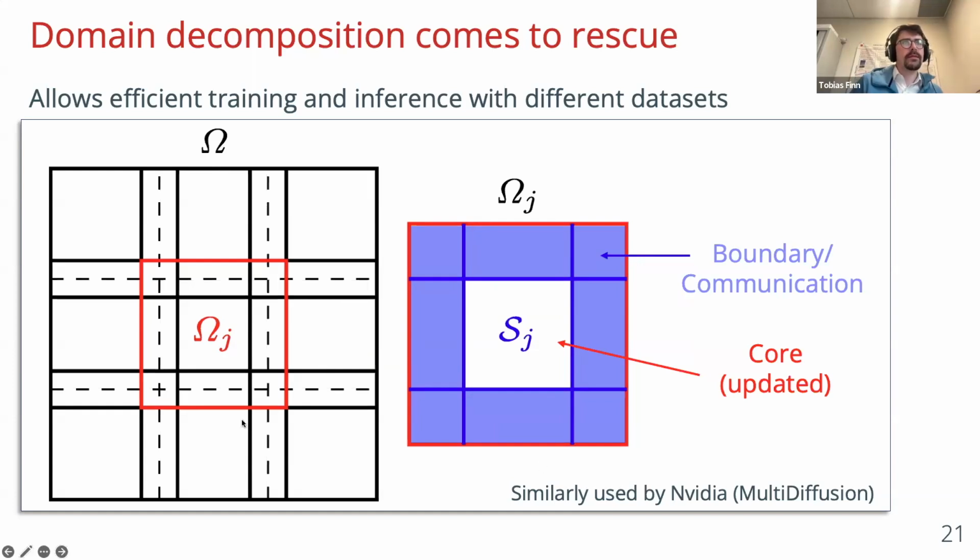The general idea is we have our full domain, and we split up our full domain into subdomains, and then we have overlaps between subdomains, and then each subdomain is processed independently, and we always update the core of a subdomain, here indicated by this dashed line. And we can use exactly the same for our surrogate.